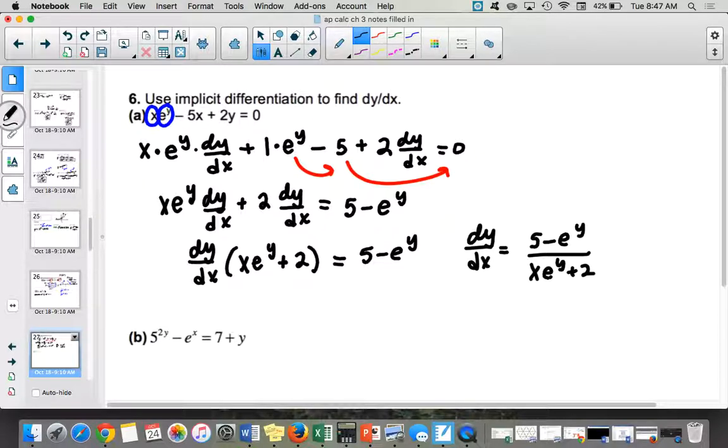Did you guys get it? Good. Now remember, you might have multiplied by -1 over -1. Yours might look pretty much the same, but you might have -5 plus e to the y over negative x e to the y minus 2.